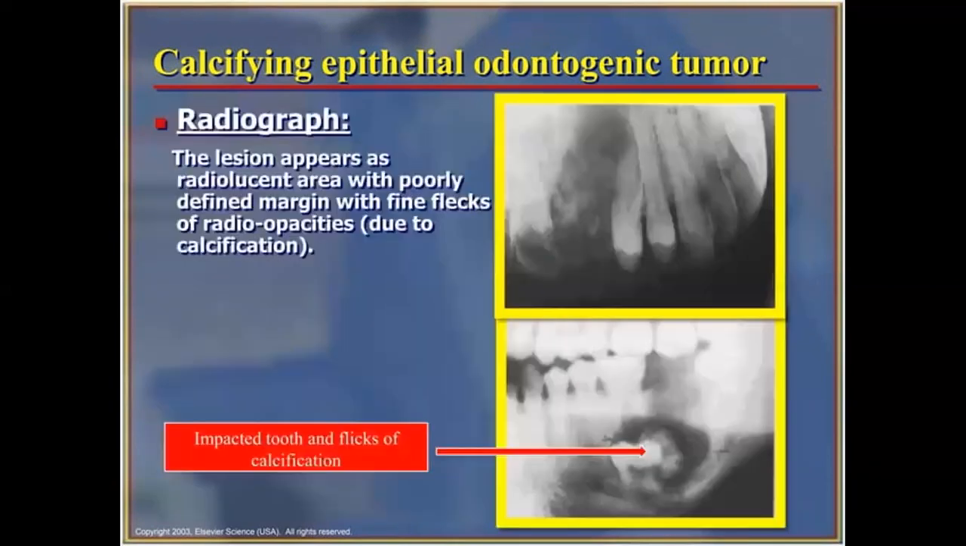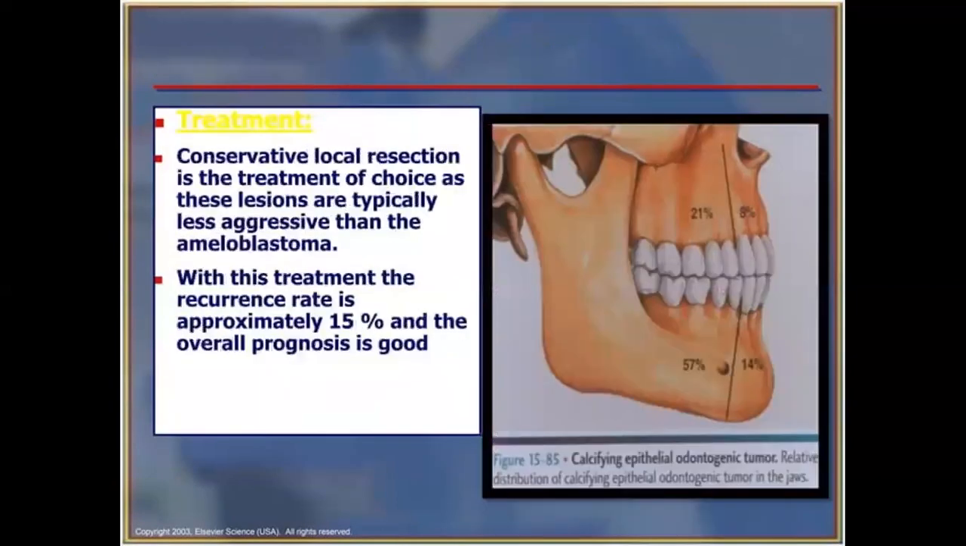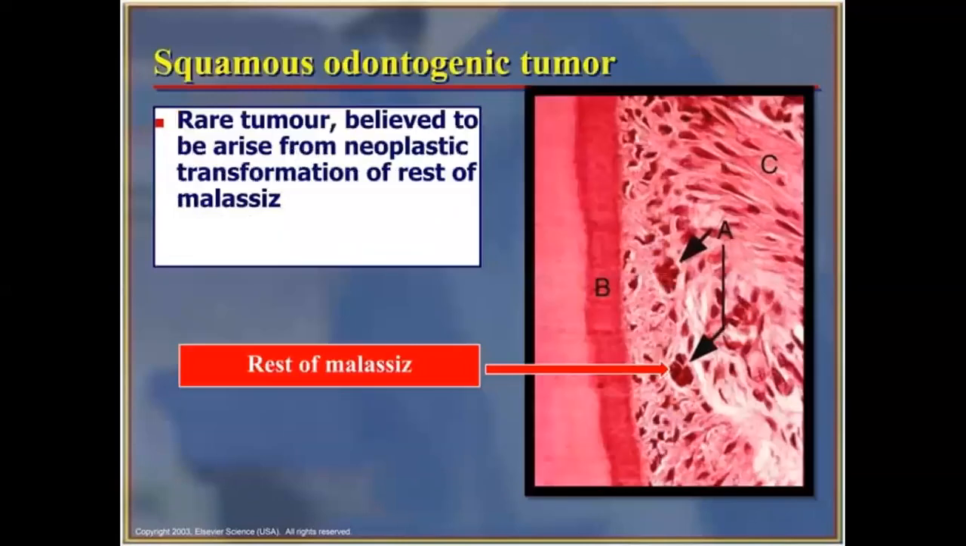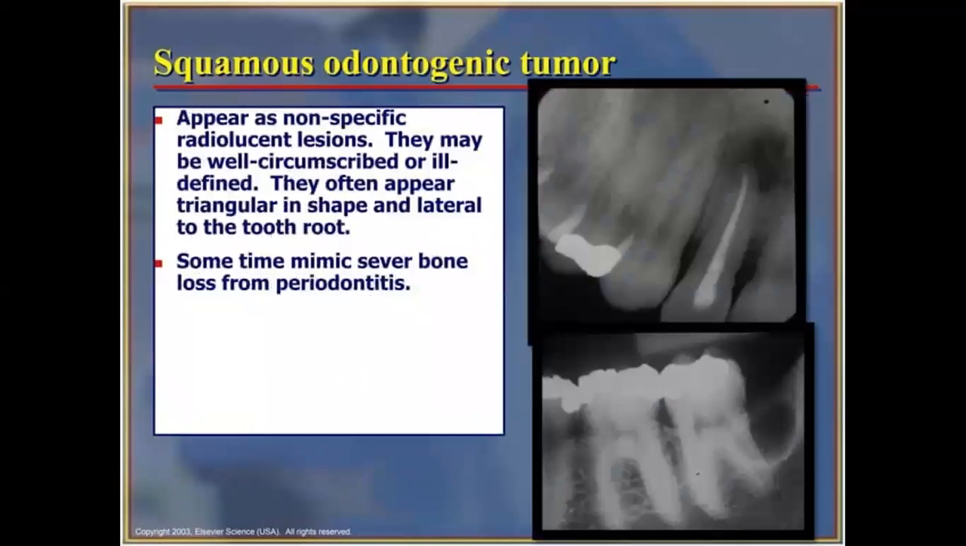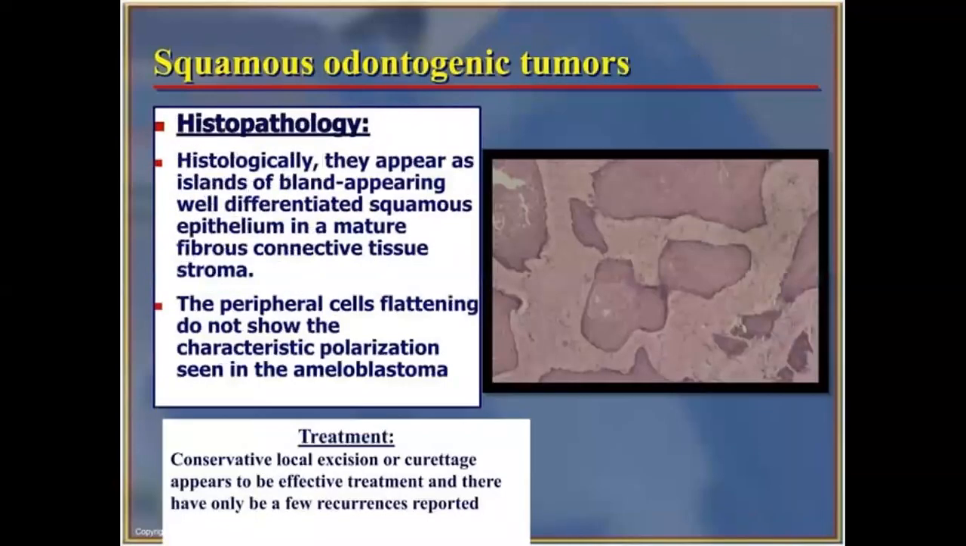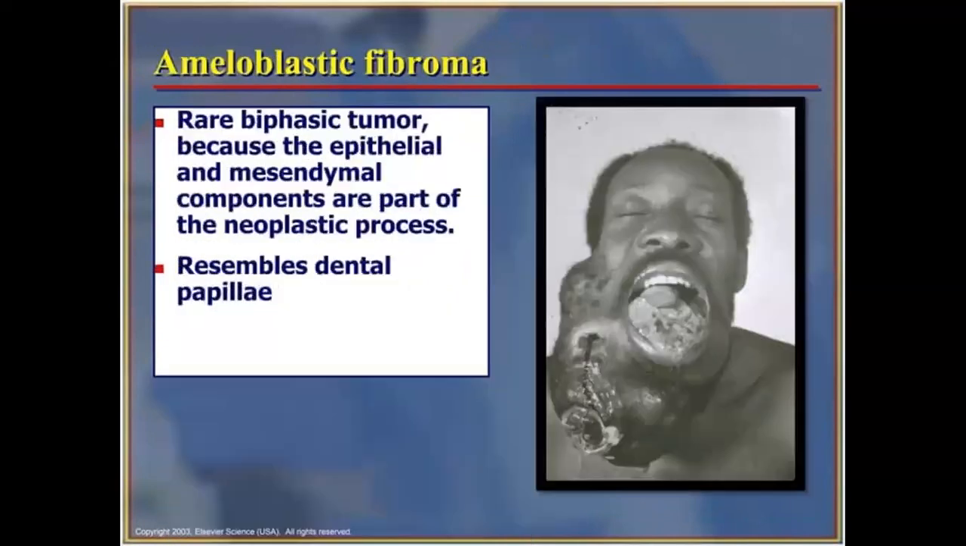So here you can actually see the other types of odontogenic tumors, and their clinical features, histopathology, and even the treatment. For example, for squamous odontogenic tumors, treatment is conservative local excision, which appears to be effective treatment, as only a few recurrences have been reported.